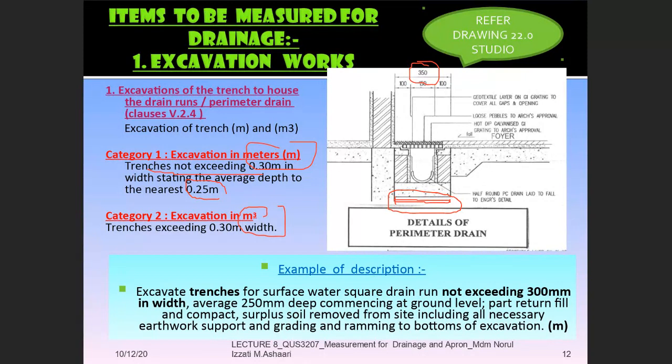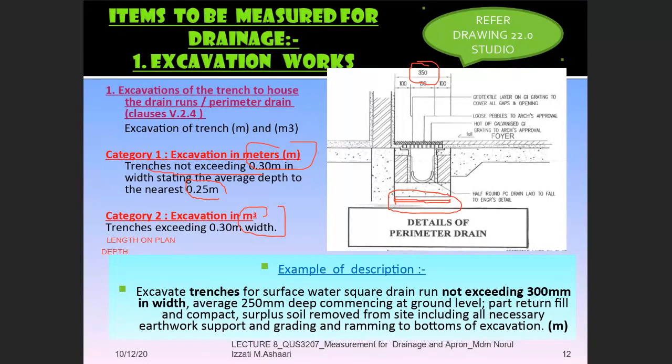Category 1 or category 2? Category 2, right? Category 1 or category 2? Category 2. So you have to get the length on plan, and then you have to scale the depth. You have to get the width. The width has already been given as 350, so you have to follow 350. But the length on plan, you have to refer to drawing number 20.